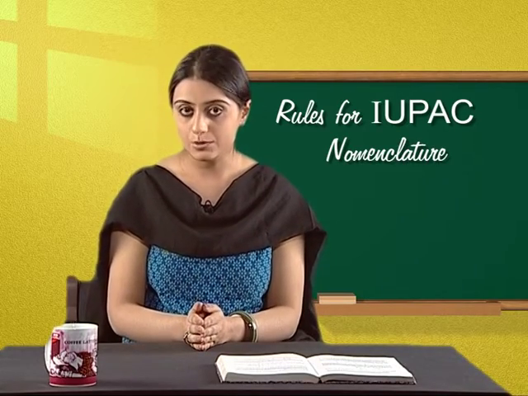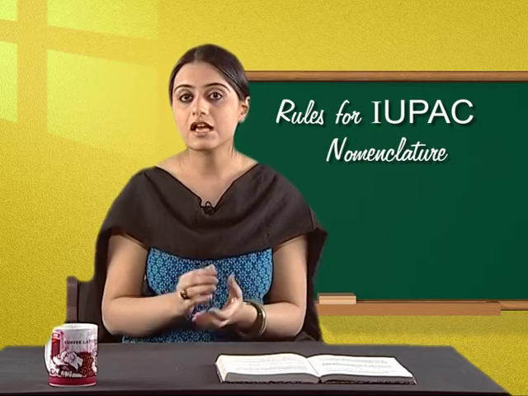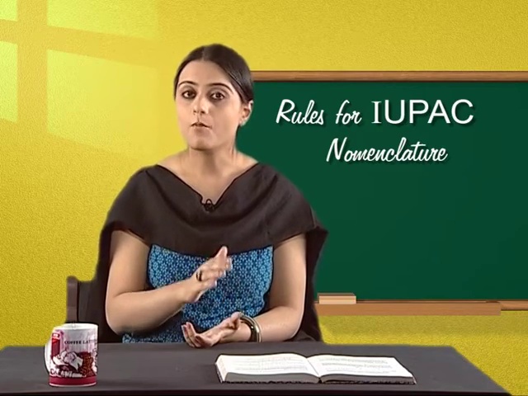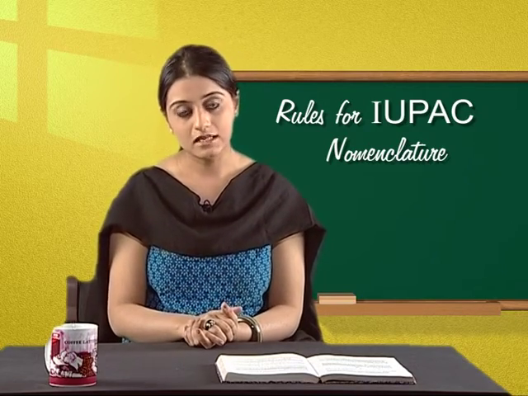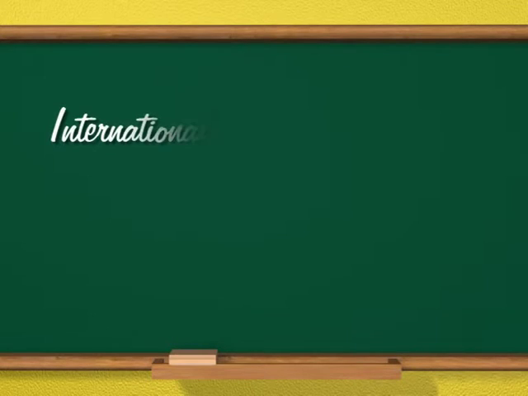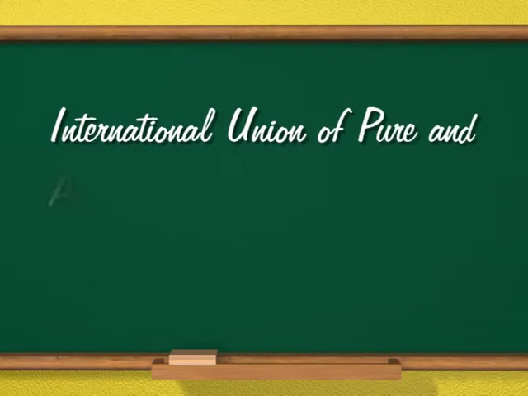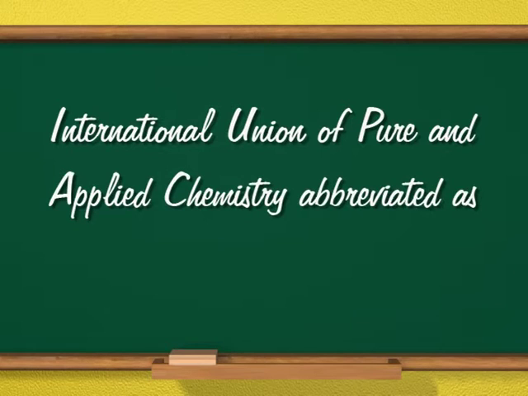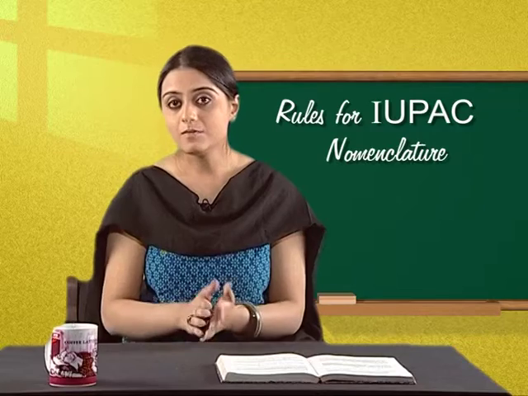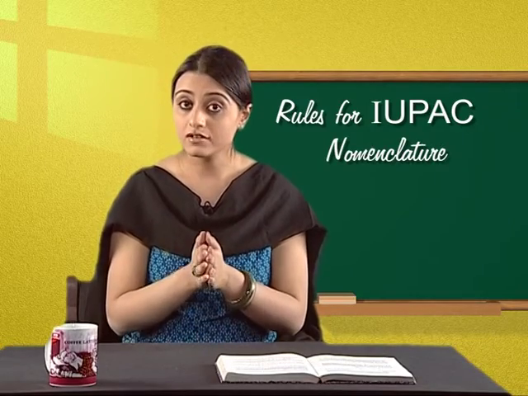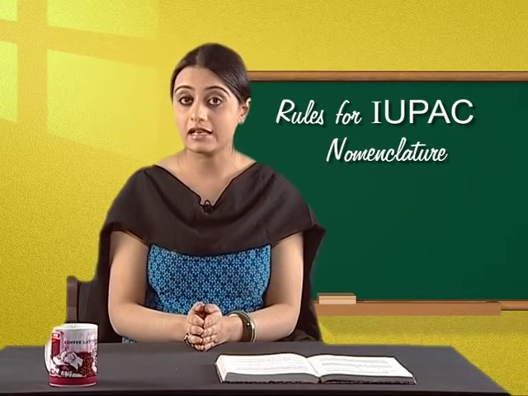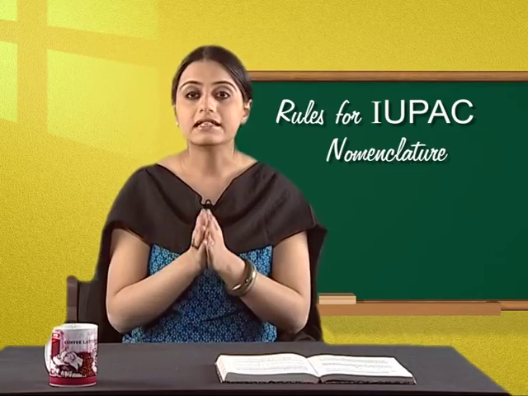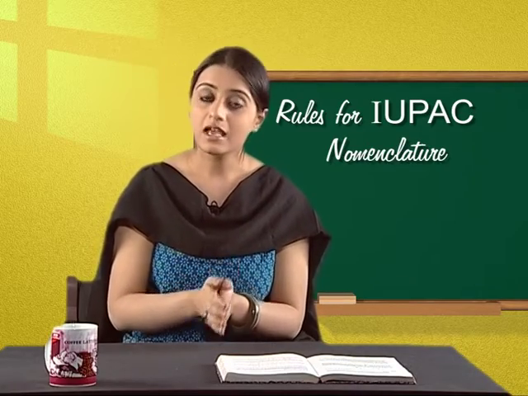In 1931, the Council of International Union of Chemistry modified the Geneva system. As a result, International Union of Pure and Applied Chemistry, abbreviated as IUPAC, came into existence. Before going in detail about general rules for the nomenclature of organic compounds, first let's discuss about catenation and hybridization.